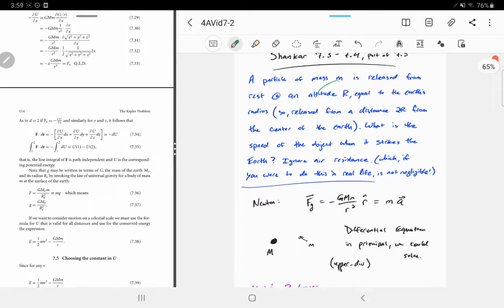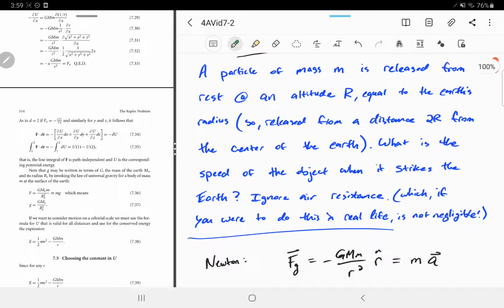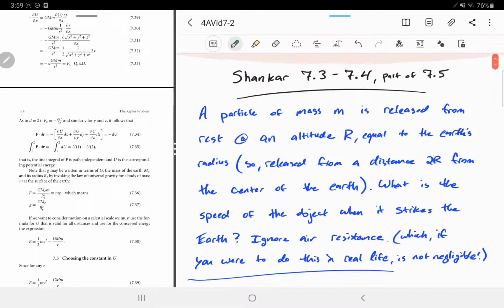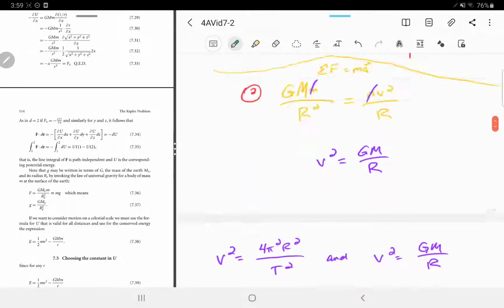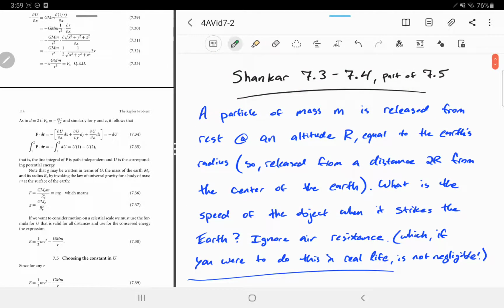If the altitude is r, equal to the Earth's radius, then this thing is falling a distance equal to the Earth's radius. So it's not much, much less than the Earth's radius. We're not sticking close to the Earth's surface in this problem. Right? So we release something from an altitude r, in other words, a distance 2r from the center of the Earth. What's the speed of the object when it strikes the Earth?